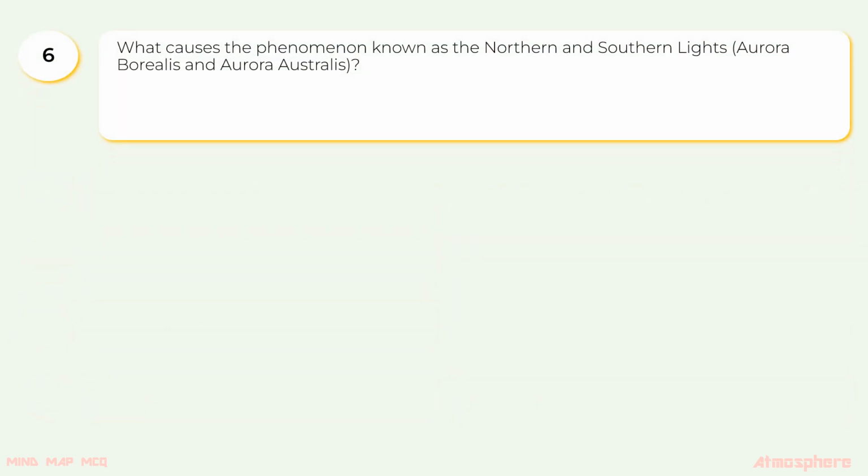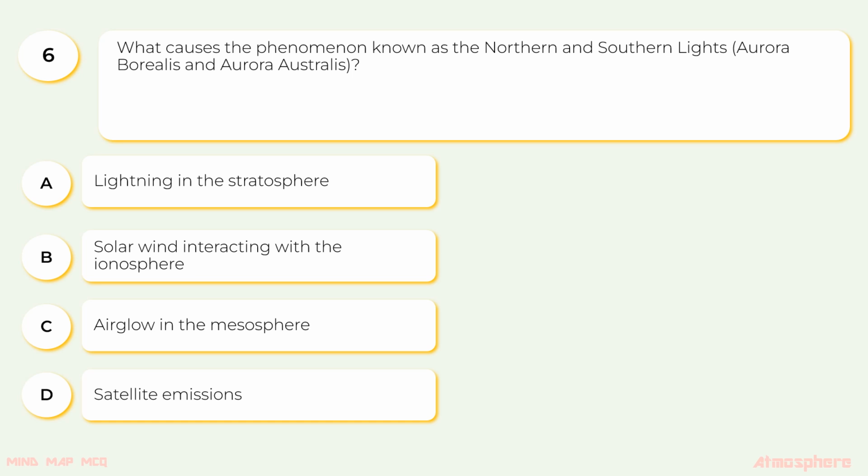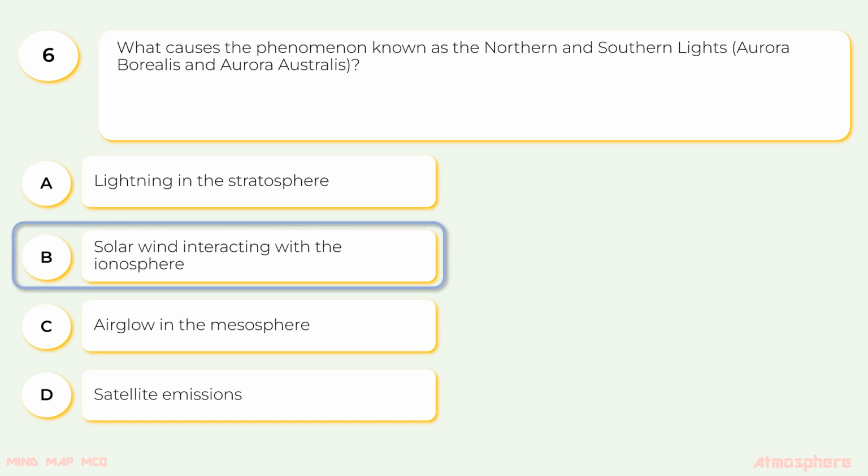6. What causes the phenomenon known as the northern and southern lights, aurora borealis and aurora australis? The options are A. Lightning in the stratosphere, B. Solar wind interacting with the ionosphere, C. Airglow in the mesosphere, D. Satellite emissions. The correct option is B. Solar wind interacting with the ionosphere.